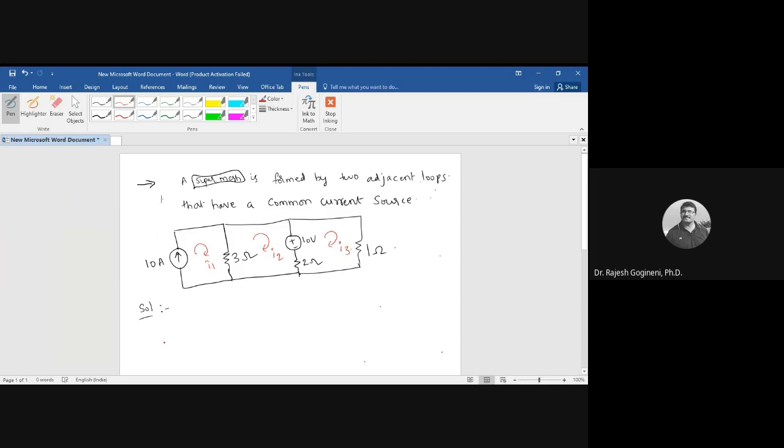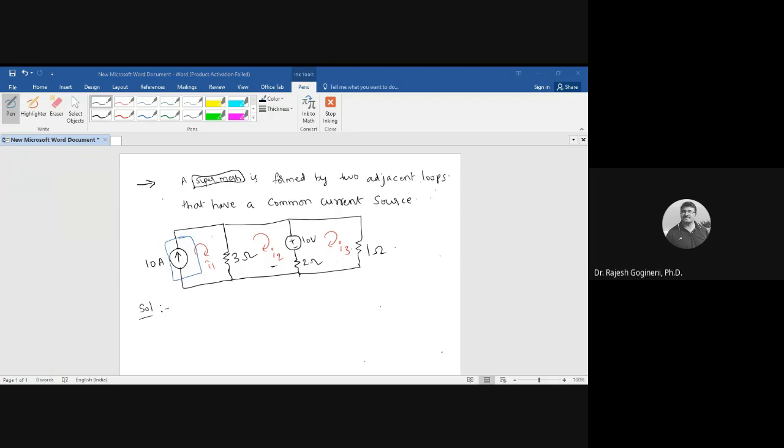If we know that there is a current source, then as per the super mesh analysis we can neglect this one. So neglect this outer loop. No need to consider it. As per the super mesh analysis concept, we can neglect this loop. That means apply KVL for only the loop 2, which contains I2, and the loop 3, which consists of the current I3.